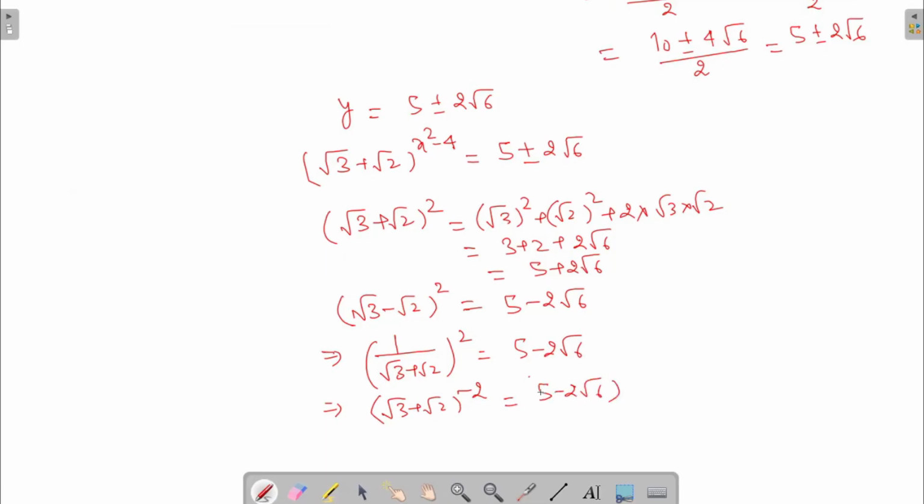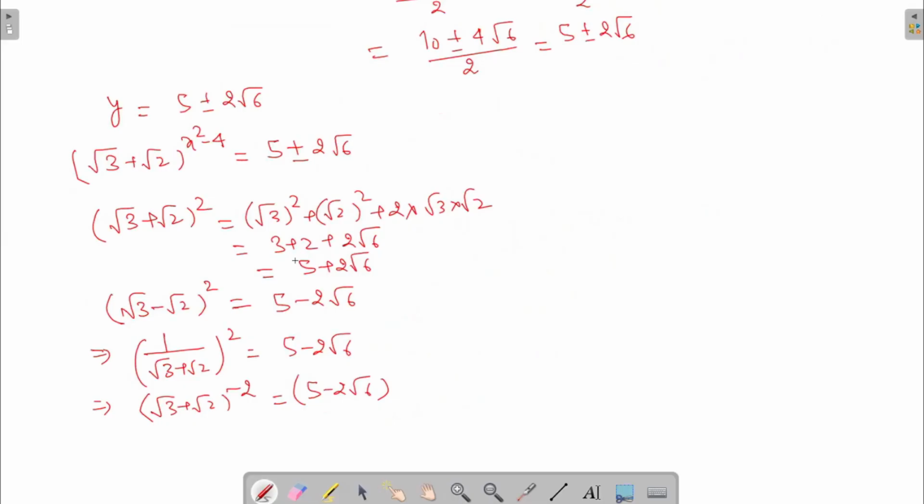So what this means is that when I take the value as 5 plus 2 root 6, then my x square minus 4 here will become equal to 2. Then basically what can I write it as? This. Why? Because this could be written as 5 plus 2 root 6, right? So what we are saying here is that root 3 plus root 2 to the power x square minus 4 is actually equal to root 3 plus root 2 whole squared. And this implies that x square minus 4 is actually equal to 2. So this implies that x square is actually equal to 6, or x is either plus or minus root 6.